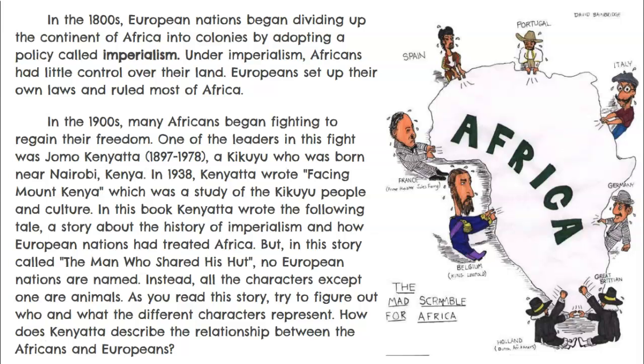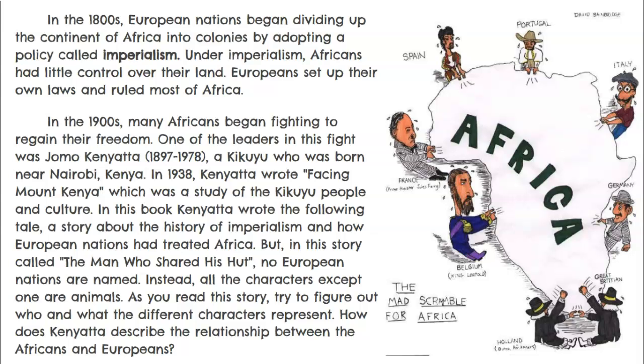He was born in 1897, died in 1978. He was a Kikuyu, born near Nairobi, Kenya. In 1938, Kenyatta wrote Facing Mount Kenya, which was a study of the Kikuyu people and culture. In this book, Kenyatta wrote the following tale, a story about the history of imperialism and how European nations had treated Africa. But in this story, called The Man Who Shared His Hut, no European nations are named.